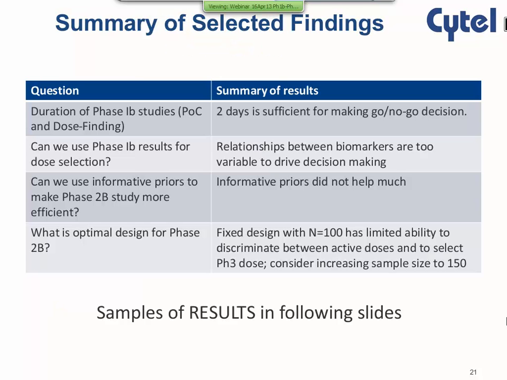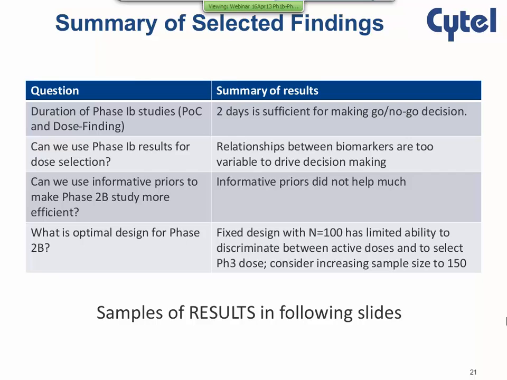This slide summarizes the findings. We found that 2 days is sufficient for making the go-no-go decision. There was no added benefit of the second biomarker dose-finding trial. The next question is, could we use the phase 1B results for dose selection? And the results yielded a conclusion that the relationships between the biomarkers were too variable to drive the dose-finding decision-making. And the informative priors didn't help much at improving the probability of getting the phase 3 dose right.